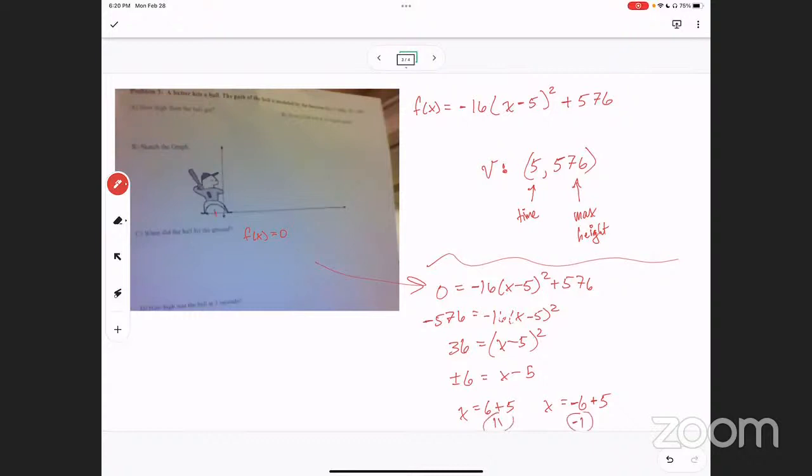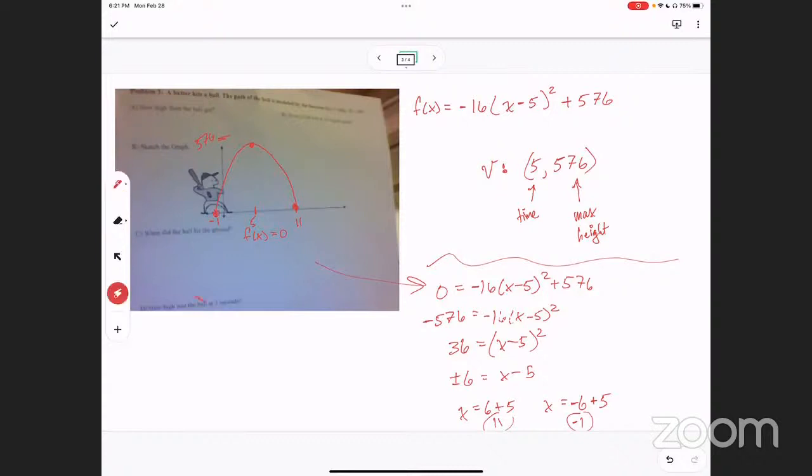So negative 1 is here. 11 is over here. 5 is right here. The maximum point was at 5, comma 576. It went like this. Does that make sense? Yeah.